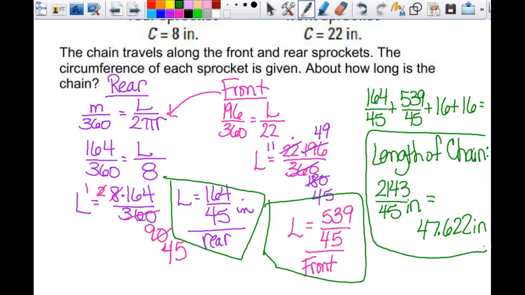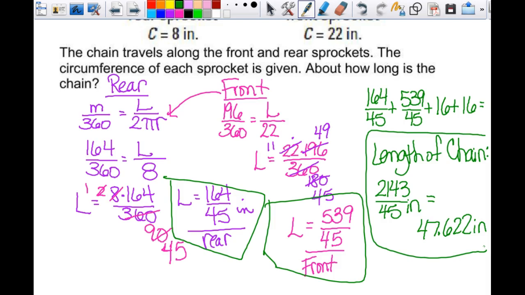But I need the exact answer there, even though it does say about how long is the chain, which usually implies not an exact answer. But I wanted the exact one because we have a second part to the question. And anytime you use an answer you already found, you have to use the exact one, whether it's a fraction or it's something you have stored in the calculator. You never, ever use a rounded answer for anything because that just kills you on accuracy.